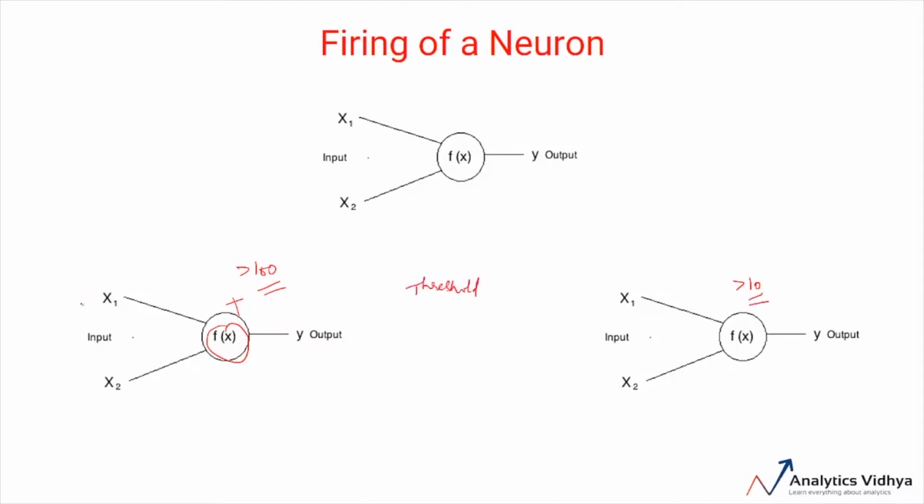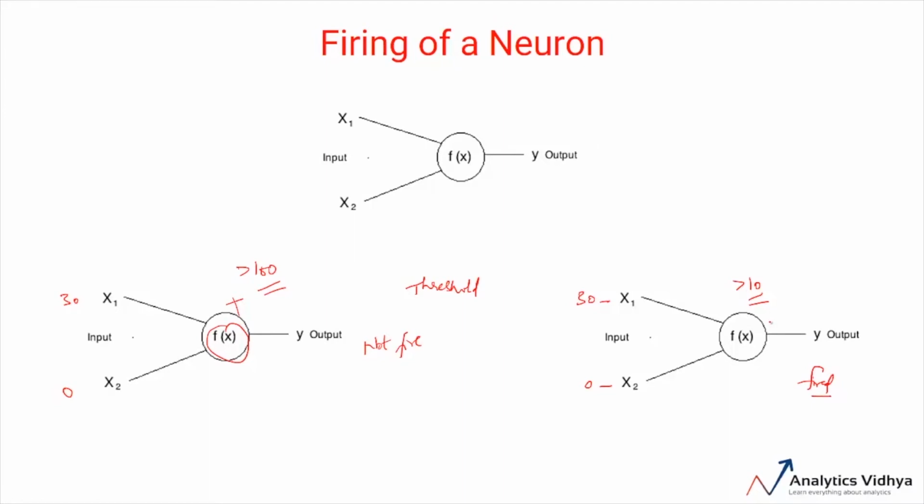So for example, if the input x1 to this neuron is let's say 30 and x2 is 0, then this neuron will not fire since the sum 30 is not greater than the threshold. Whereas if the input had remained the same, that is x1 is 30 and x2 is 0, this neuron would have fired since the sum of 30 is greater than the threshold of 10. Now the negative of threshold is called the bias of a neuron.